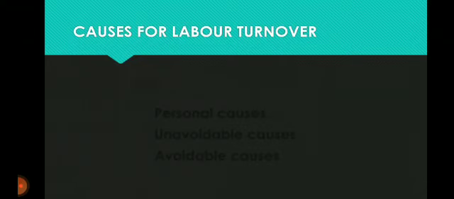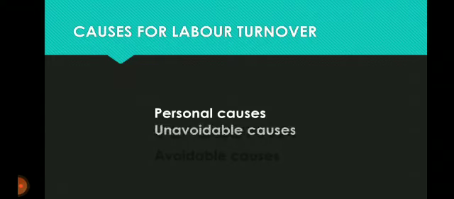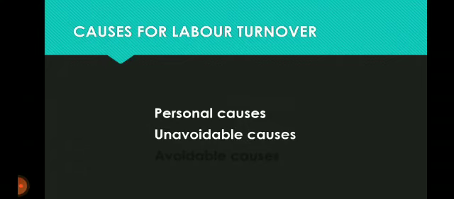Causes for labor turnover. First one, personal cause. Employees may leave the organization on account of personal reasons like circumstances of family or permanent disability, etc. Next, unavoidable causes. In certain instances, the organization may discharge the employees due to inefficiency or irregularity, etc. Avoidable causes. Employees may leave the organization on account of dissatisfaction or non-availability of promotion, etc.